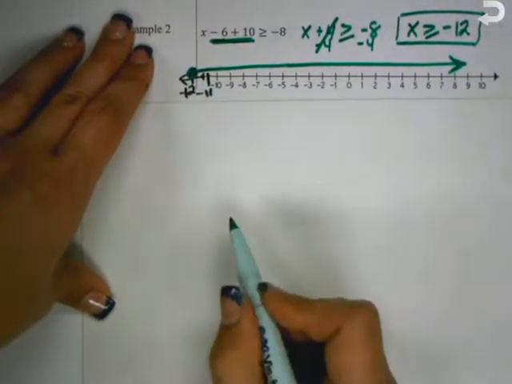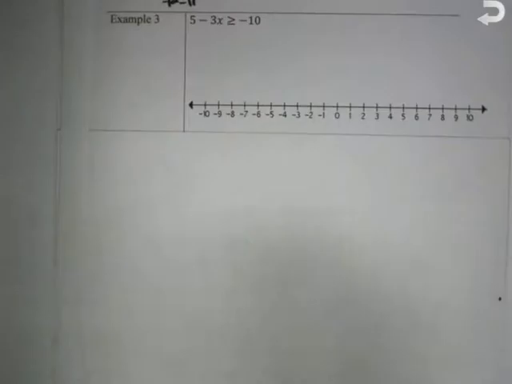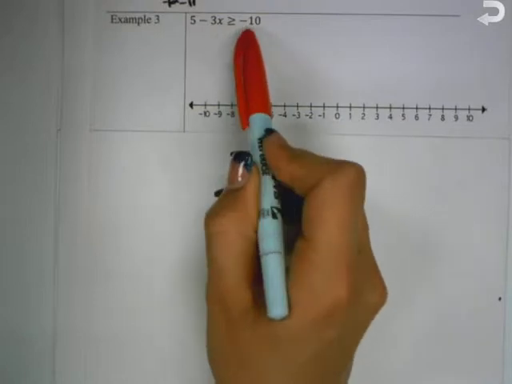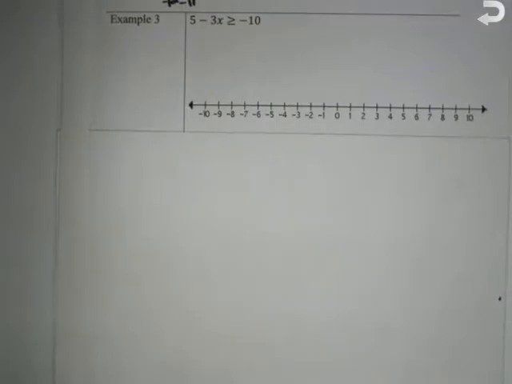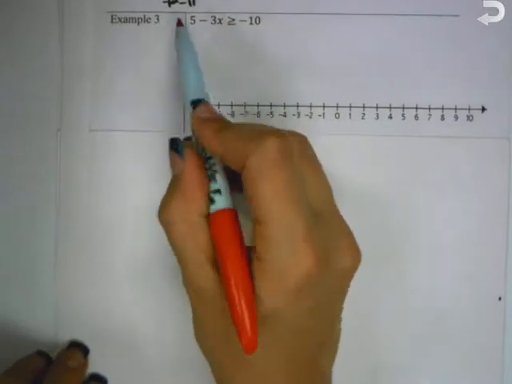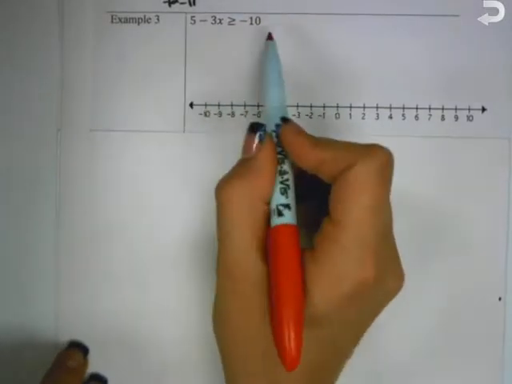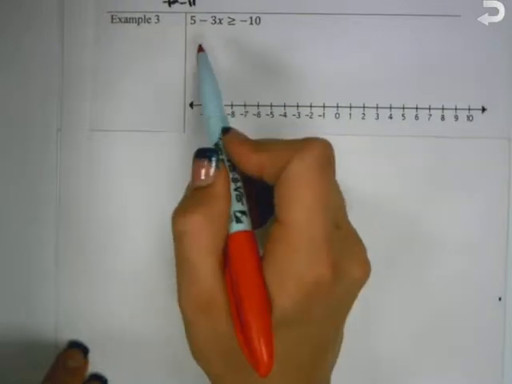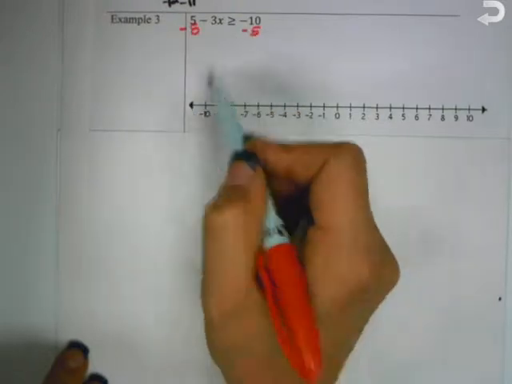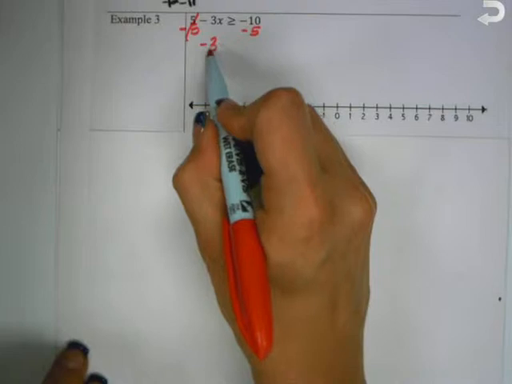Alright, example 3. We have 5 minus 3x greater than or equal to -10. So, Brandon asked a good question. Do we have to flip it? Well, let's look at it. Is x on the left-hand side? Yeah, so we don't have to flip it. We're just going to solve as normal. Okay, so what am I going to do to solve here? I subtract 5 from both sides. So I get -3x greater than or equal to -15.